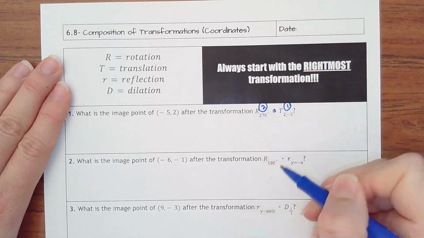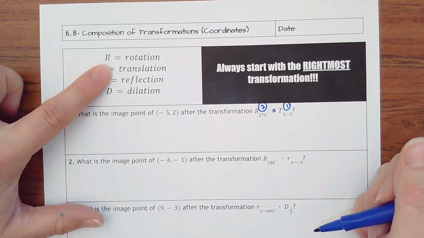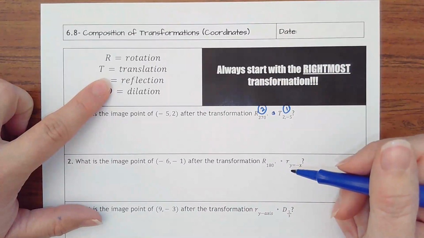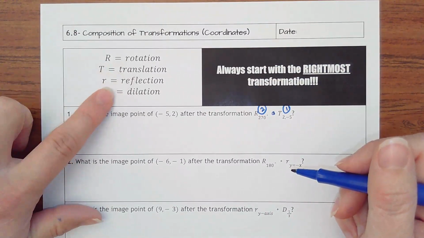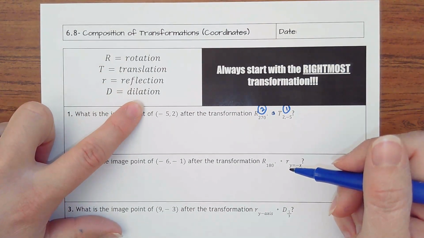All these letters you see, big R, little r, T, D, they all stand for something. A big R is a rotation. T is a translation, so that's shifting. Little r is a reflection across something, and then big D is dilation.